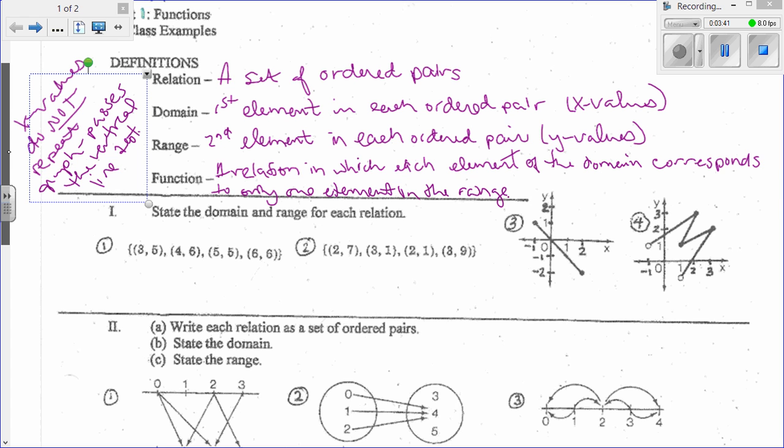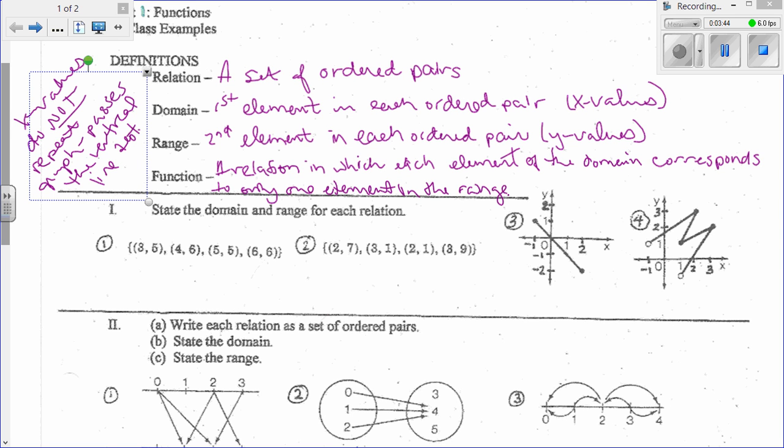So let's actually try some problems. For number 1, it says state the domain and the range for each relation. So the domain is simply the x values. So my domain is all my x values. I have 3, 4, 5, and 6. I'm using set builder notation, which is the fancy brackets, and you need to become familiar with this notation if you're not already.